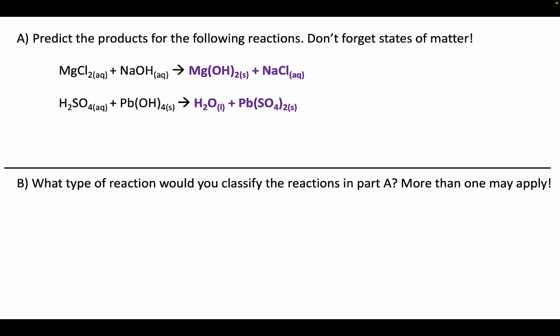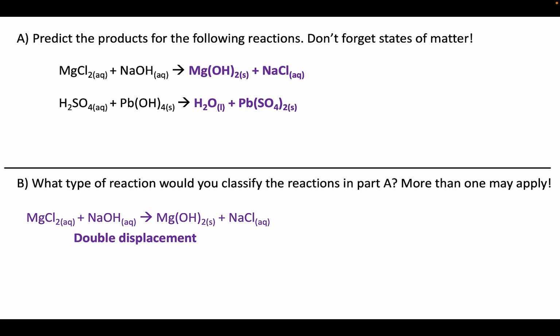The second part is asking, how would we classify these reactions? We've talked about this a little already, but in the first case, we want to think double displacement. So I think that's a good way to classify it. We could also call it a precipitation reaction, as we have two aqueous solutions coming together to form a solid precipitate.